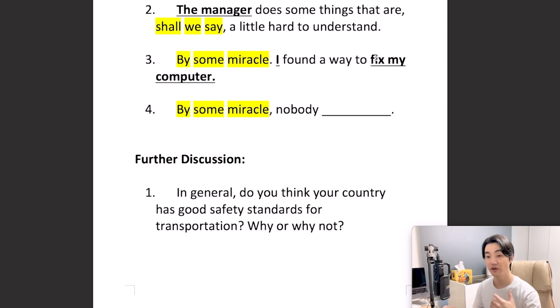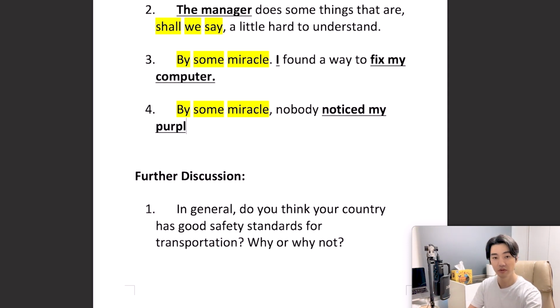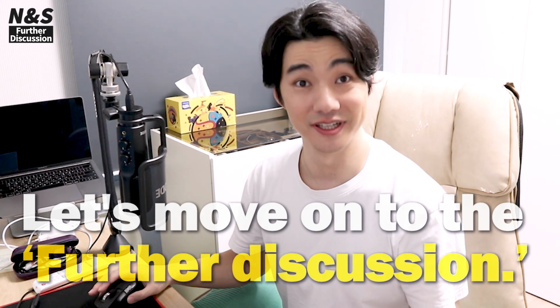Number 4. By some miracle, nobody noticed my purple hair. So, 기적적으로 아무도 내 보라색 머리카락을 알아채지 못했어요. I mean, if someone walks in with purple hair and they don't notice it, that's a miracle. Especially if they're so used to them having different hair color. All right, now let's move on to the further discussion.